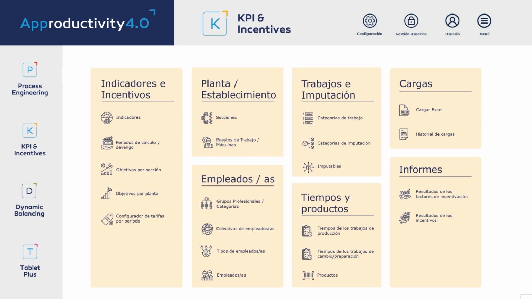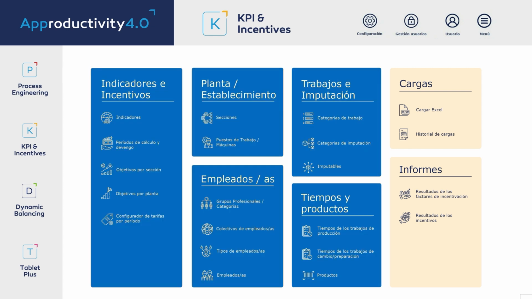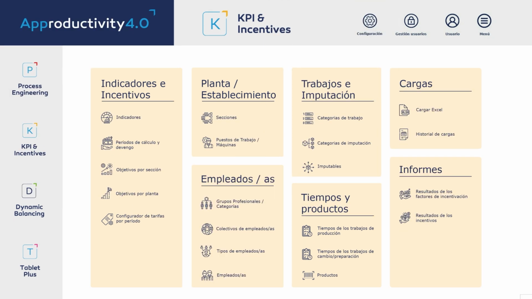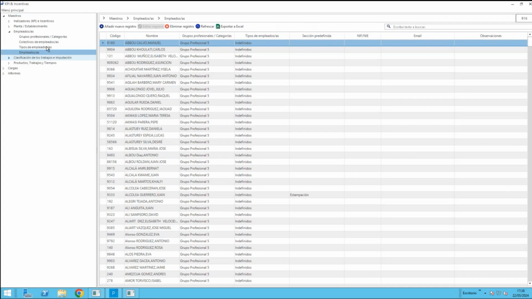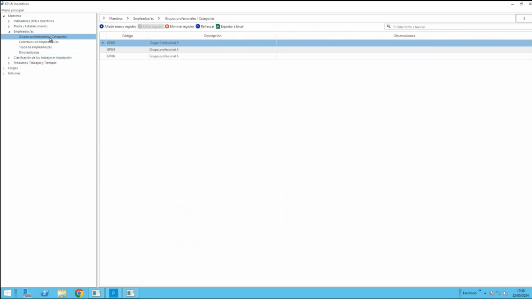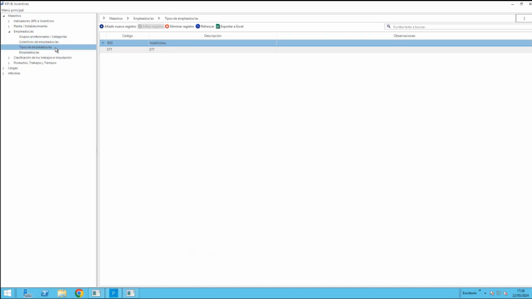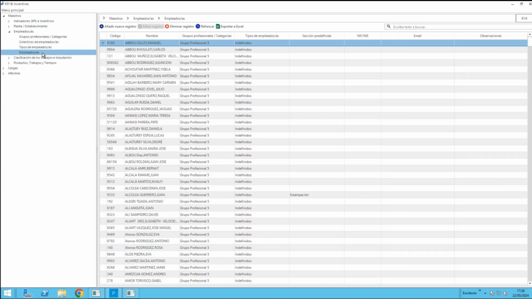The masters of this module are as follows. First, we have the employee master and its corresponding submasters. This allows for the configuration and interrelation of the professional groups applicable within the company, the different groups within the system, all personnel involved in the management process, as well as the contract type assigned to each individual.